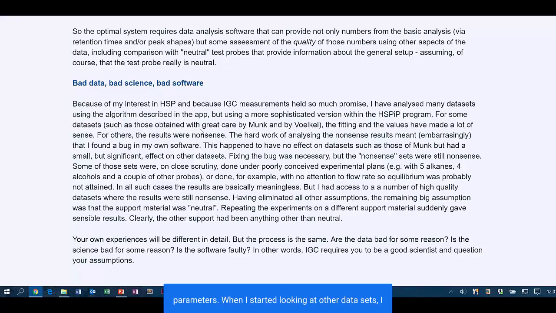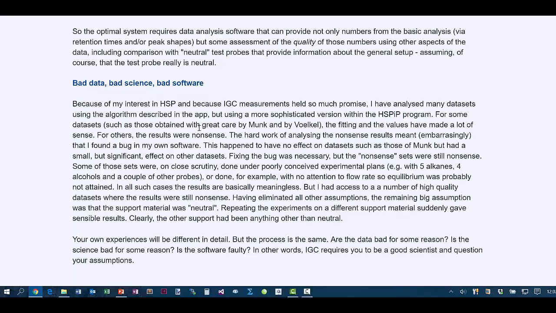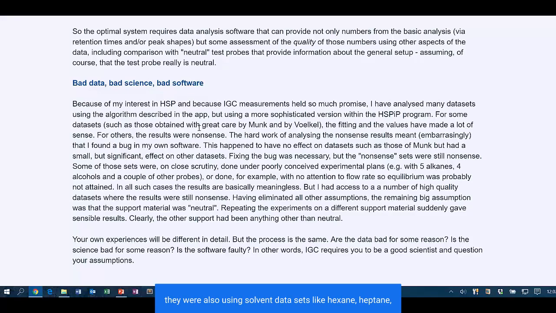When I started looking at other data sets, I often got junk results. Well, I'm not an expert, maybe my software was bad. When I checked my software very carefully, I in fact found a bug. Very embarrassing, but it turned out that bug did not affect the general ugliness of many of the data out there. I then realized this point about people going too quickly, so they didn't have equilibration, and they were also using solvent data sets like hexane, heptane, octane, nonane, and methanol, ethanol, propanol, and butanol, which weren't actually providing enough chemical data to make a valid HSP analysis.